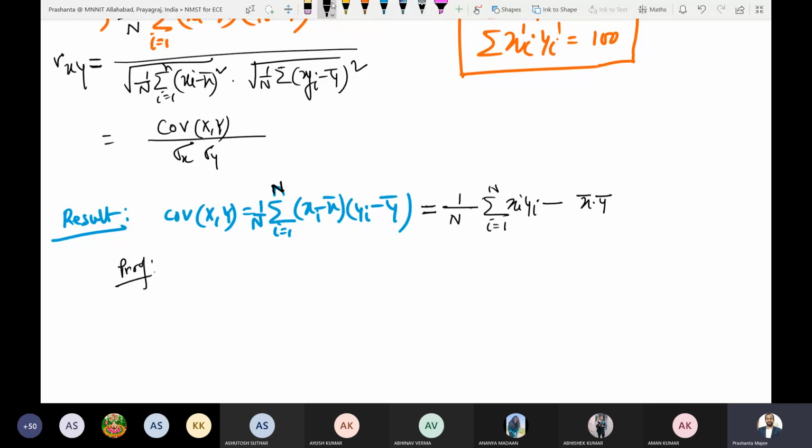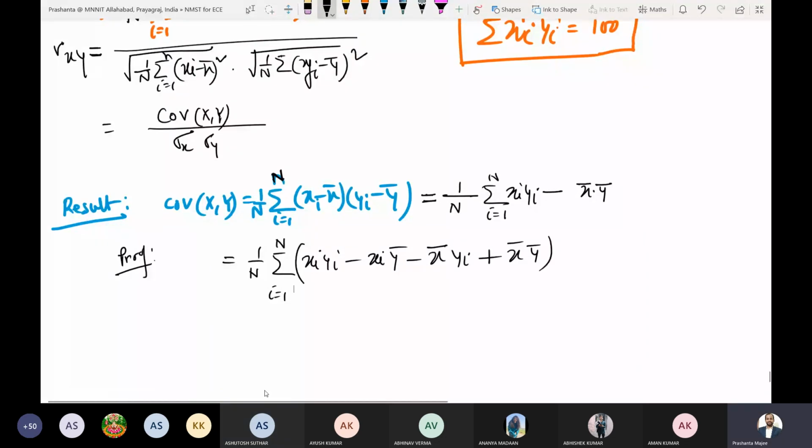So this left hand side is what? 1 by n, you complete the multiplication. Summation i equals 1 to n of xi yi minus xi y bar minus x bar yi plus x bar y bar. Yes or no?